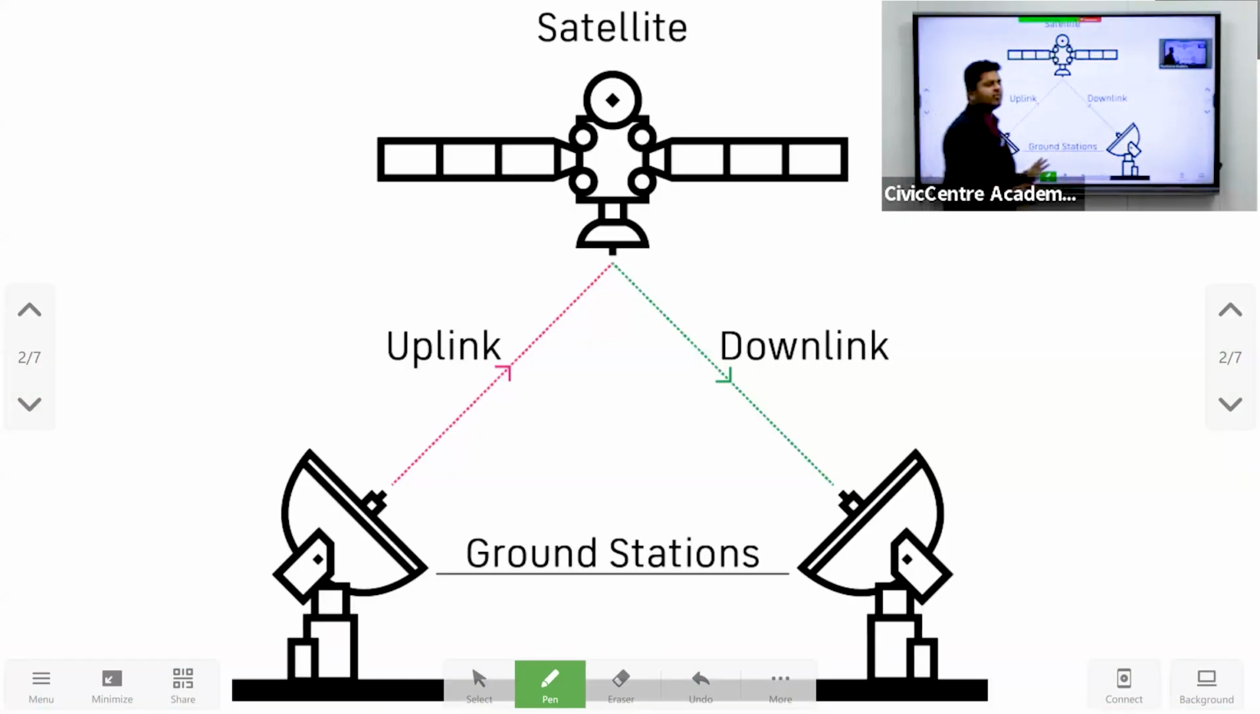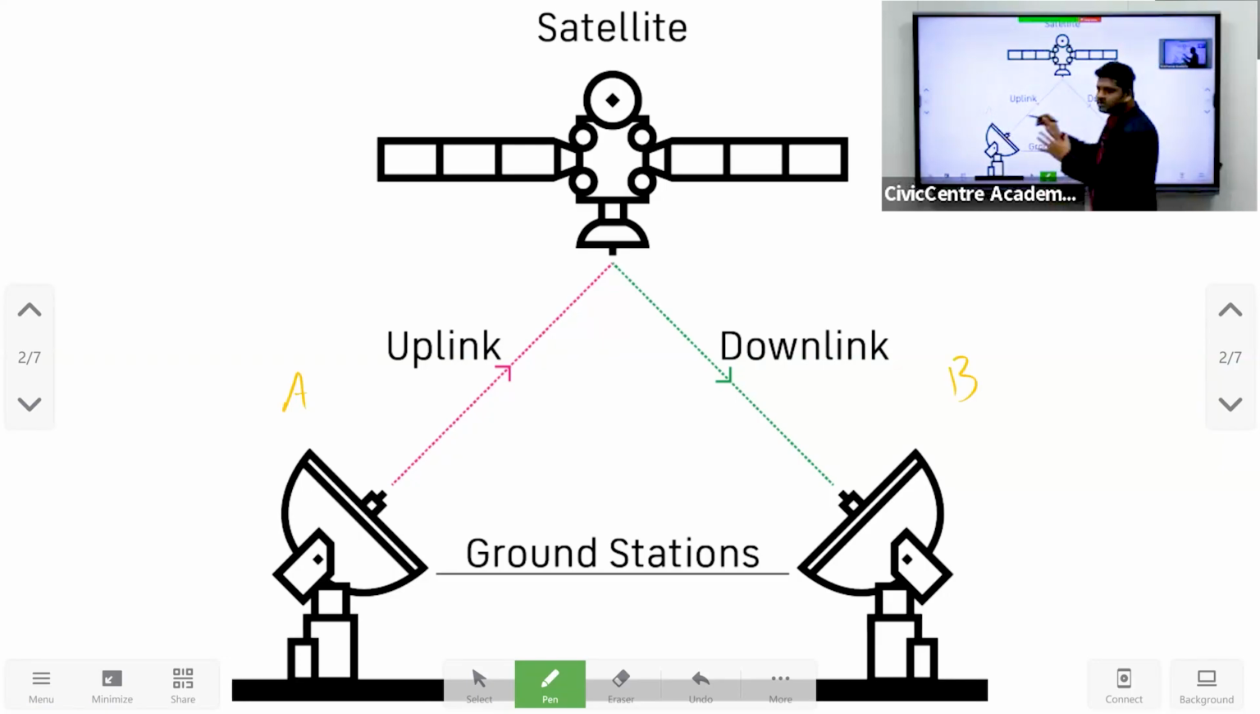Now, what is the working or the basic structure of a communication satellite system? Here there are two ground stations, place A and place B. Some information needs to be passed from place A to place B. Is it coming directly? No, it's not. From here, the information is sent to a satellite, and the satellite changes the frequency, amplifies the signal and sends it to the other station. So this is a one-way communication.